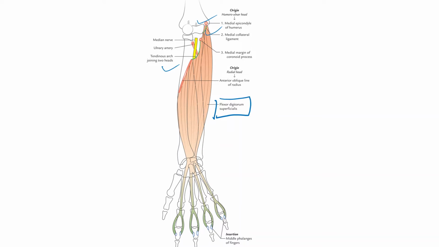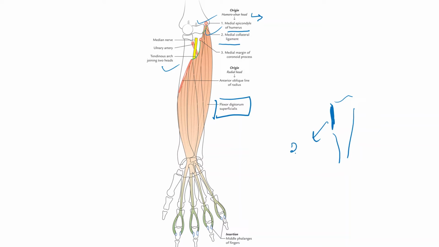So the humeral head of this flexor digitorum superficialis is from the common flexor origin, that is the medial epicondyle of the humerus, and also from the medial collateral ligament. The ulnar head is from the medial margin of the coronoid process of the ulna. Yes, the origin of the ulnar head of this flexor digitorum superficialis is from the medial margin of the coronoid process.